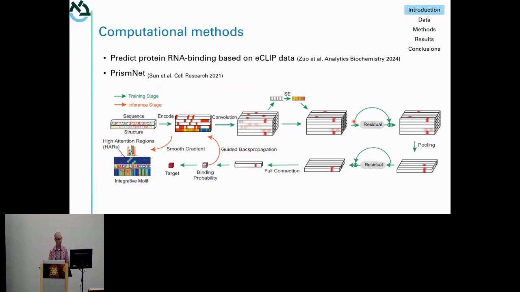And here the unique approach that they took is that they used experimentally measured structure that you can get using an icSHAPE experiment, DMS, or whatever experiment you use. Here they show an architecture which they refer to as squeeze-and-excitation, a convolutional neural network with residual blocks, but I don't think the architecture matters that much. Eventually you get a binding probability, and you can also interpret the model and show where the binding site is, and I will go back to interpretability later in the slides. So this is our competitor that we want to compete with.